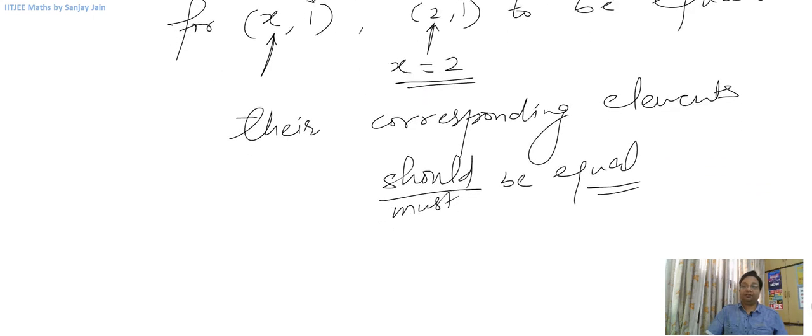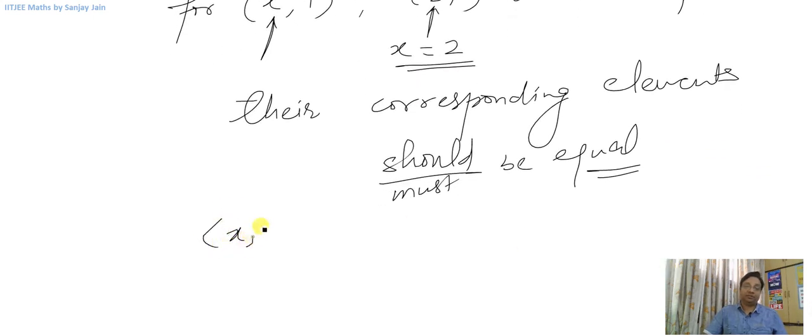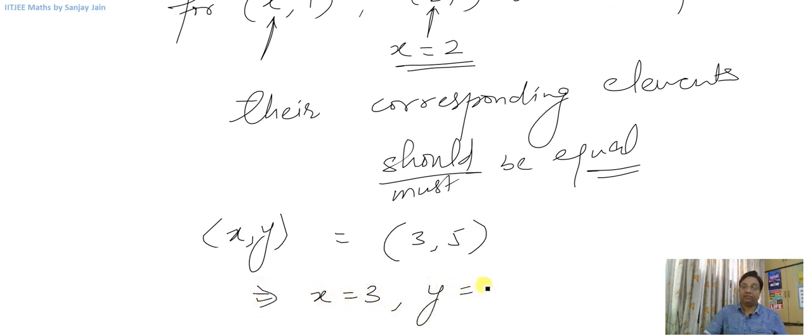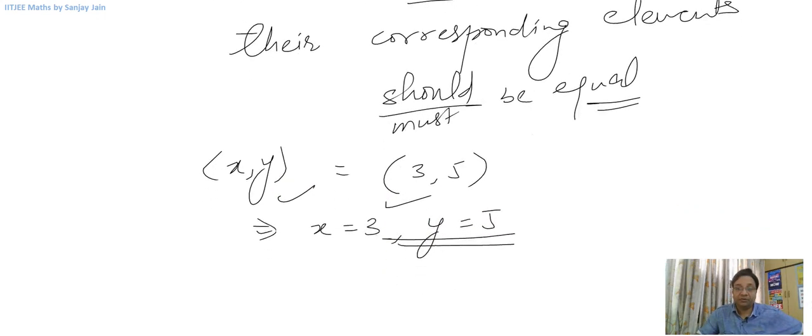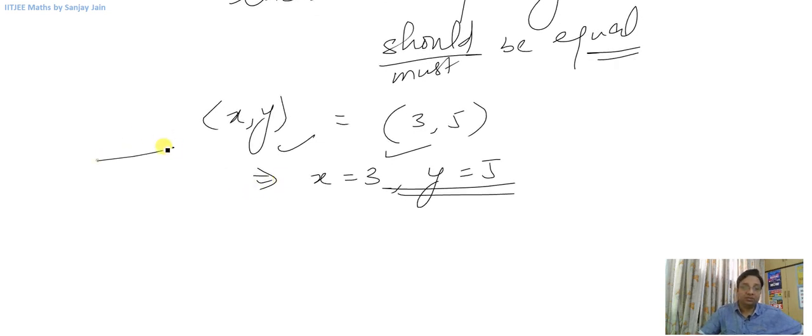So if I tell you that x comma y, this ordered pair, is equal to this ordered pair, let us say, so you can clearly say that x should be equal to 3 and y should be equal to 5 for these ordered pairs to be equal. Similarly, a lot of questions can be formed based on this simple fact.